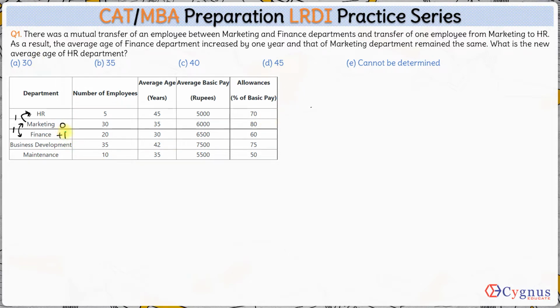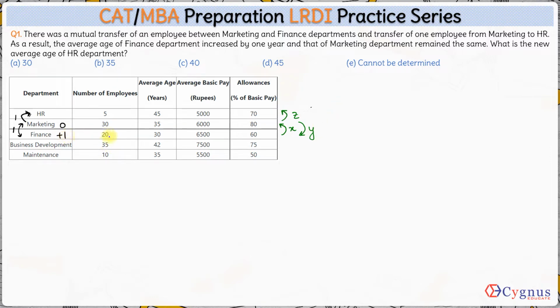We know the average age increased by 1 for finance department. So let's assume certain things. The person going from finance to marketing is X years. The person going from marketing to finance is Y years, and the person going from marketing to HR is Z years. These are the ages of these individual people going from one department to the other.